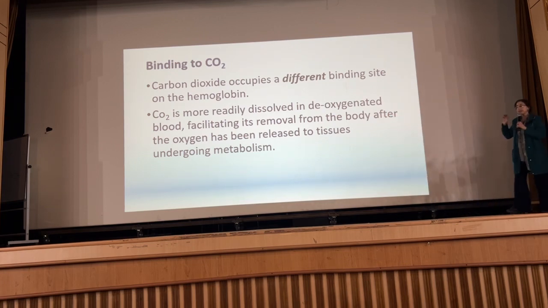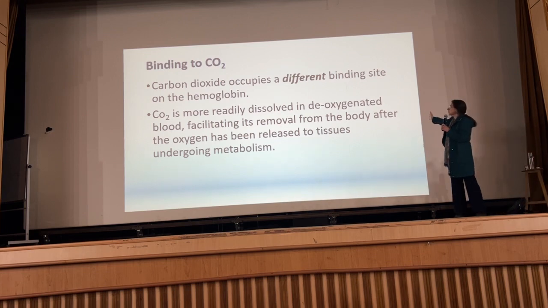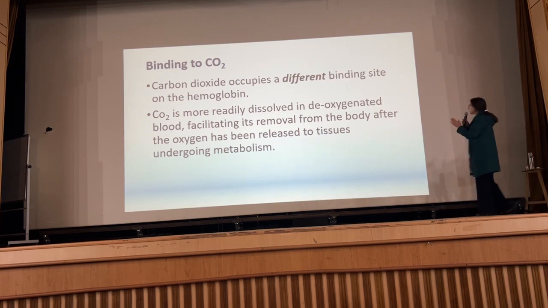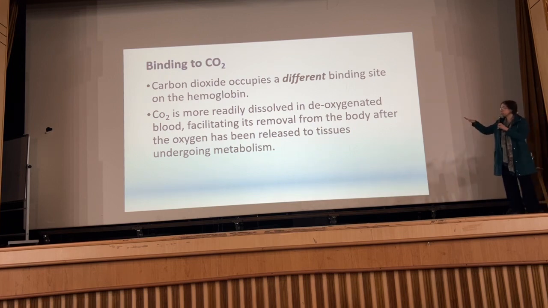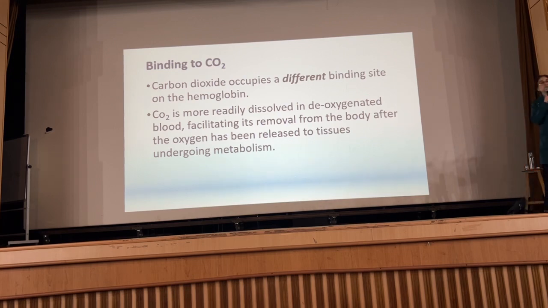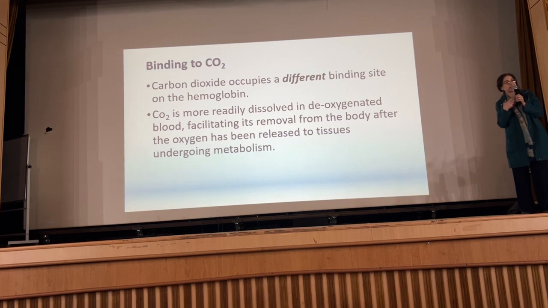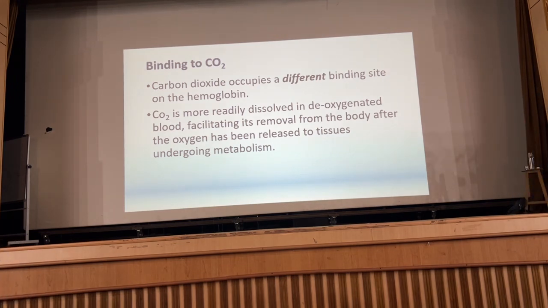So CO2 is more readily dissolved in deoxygenated blood, facilitating its removal from the body after the oxygen has been released to the tissue. It means what? It means it encourages the hemoglobin to release the first subunit of oxygen. Once that happens, it is ready to bind CO2 and encourages it to release the rest of the oxygen. So basically, once hemoglobin starts releasing oxygen, that is when it is more ready to bind CO2.